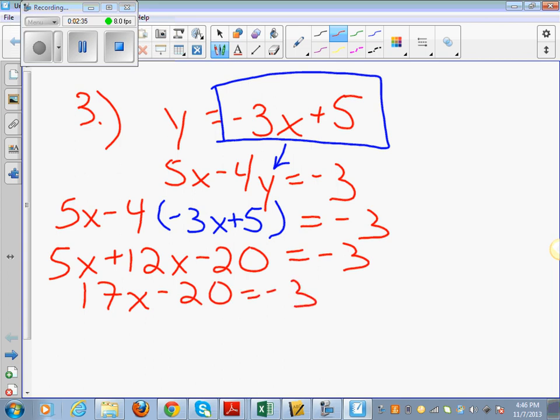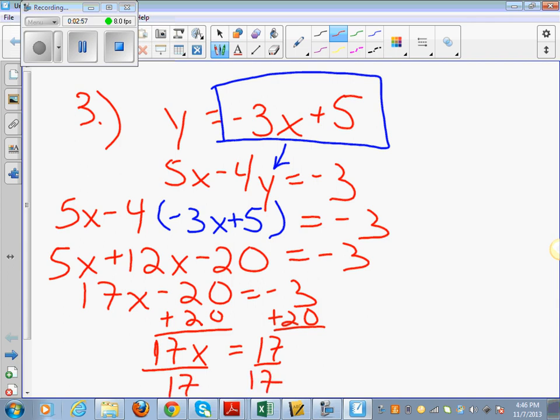So I want to get x by itself. I'm going to add 20 to both sides, which gives me 17x. I'm going to write a little bit smaller here. 17x equals negative 3 plus 20 is 17. So this should be a nice easy whole number. We divide both sides by 17, we get x equals 1.